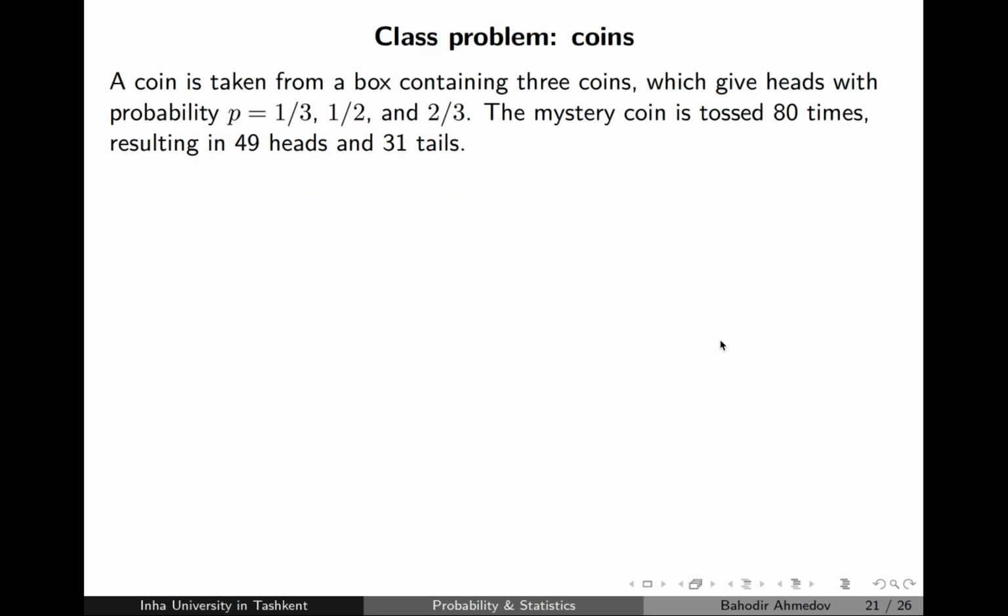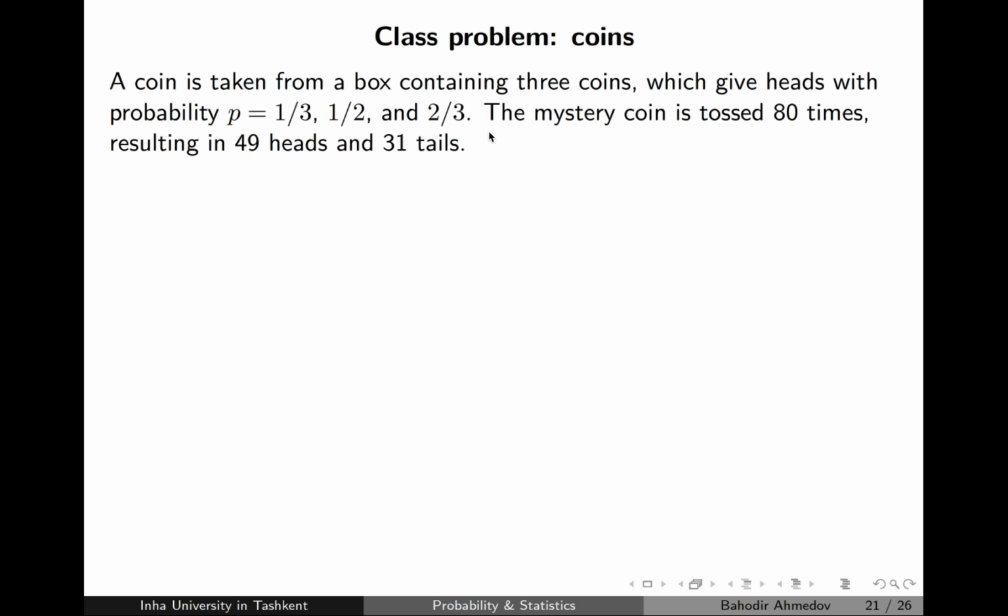Now let's do an experiment in order to get intuition for why we have to maximize the likelihood function. Let's assume I've got 3 coins in a bucket, 2 of them are prize coins and 1 is a fair coin. The probability of obtaining heads for the first coin is 1 over 3, for the second one is 1 over 2, and for the third one is 2 over 3. Let's assume I choose one of the coins and toss it 80 times, and I get 49 heads and 31 tails.